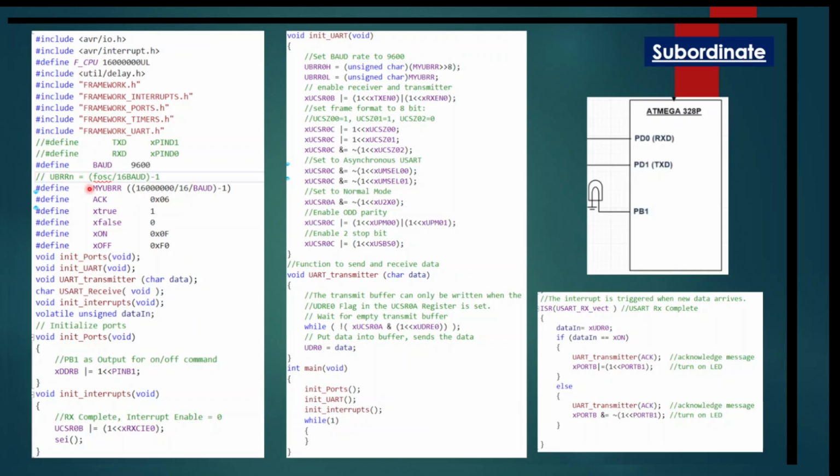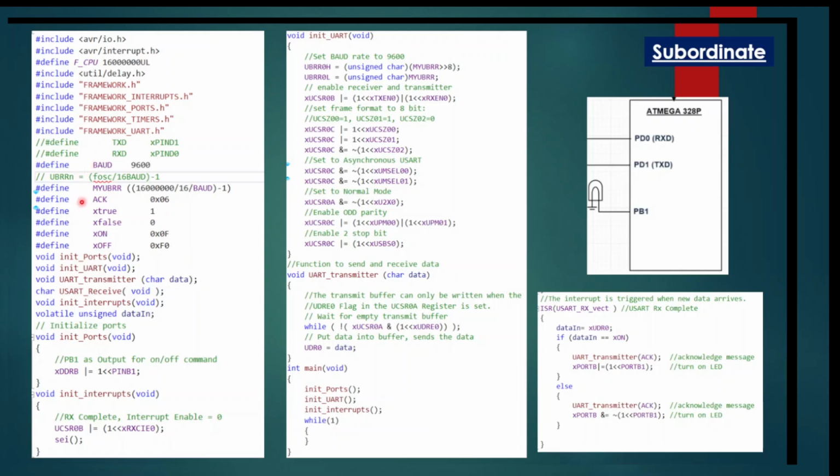That's the value that we're going to calculate, which will be loaded into the BRR, I should say, register. As before, if for some reason we need to change the baud rate, then we just have to come here to the header and we don't have to change the rest.